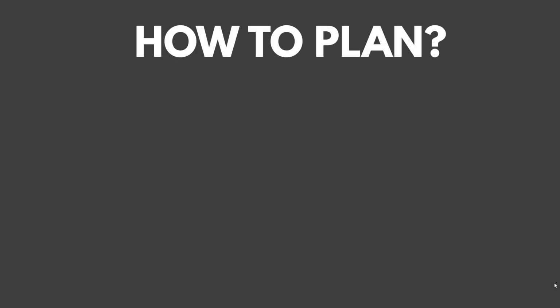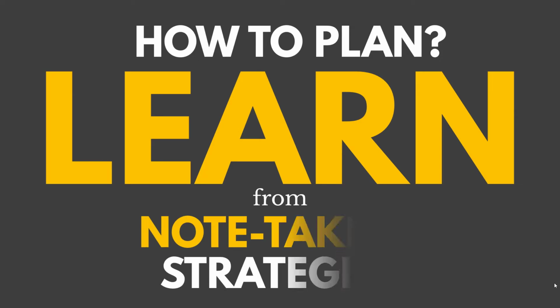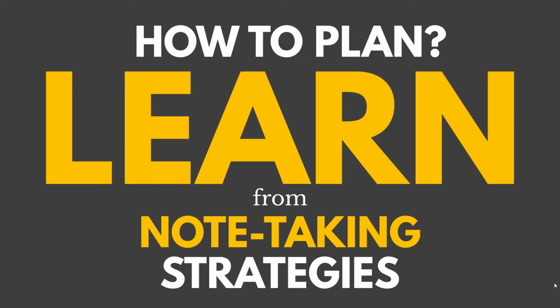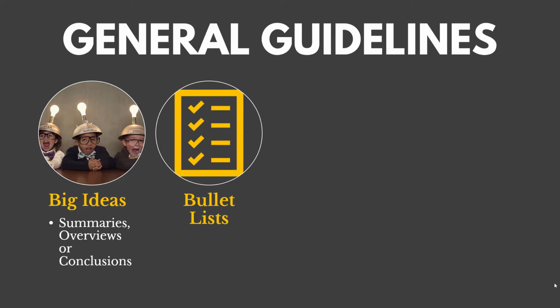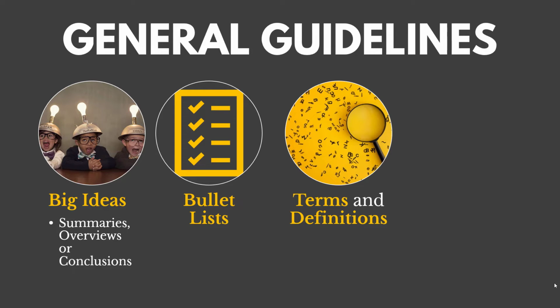How do you do that? How do you plan? We can definitely learn from note-taking strategies which you can apply to our planning. You are actually given paper and time to plan, and most importantly, we need to make use of the 5 minutes that are given. A general guideline when you're doing note-taking is to take note of big ideas, where we have summary, overviews, conclusion, followed by the bullet points that you'll be listing, because there is no time for you to write in full sentences. Although some of you do prefer that.